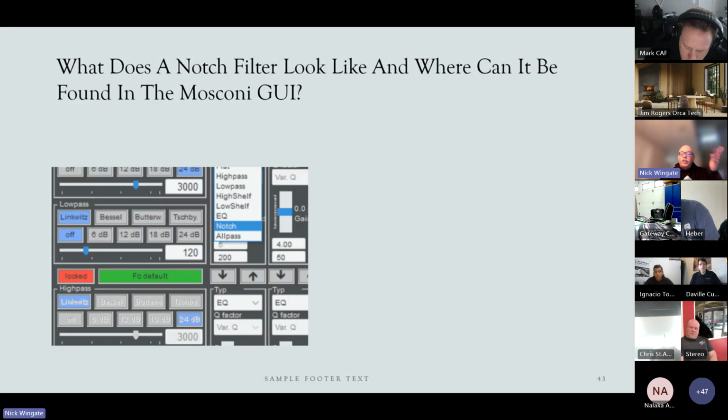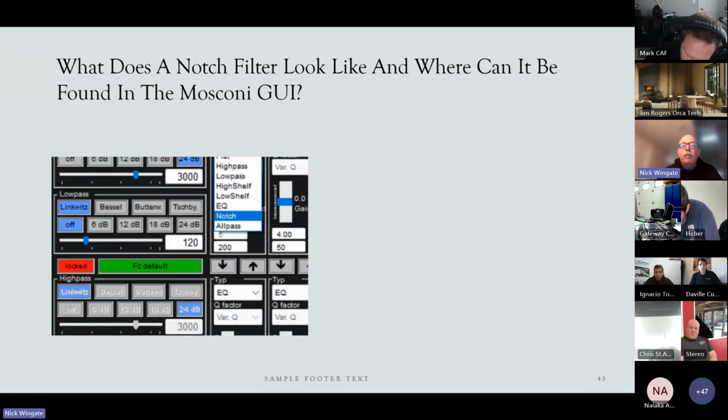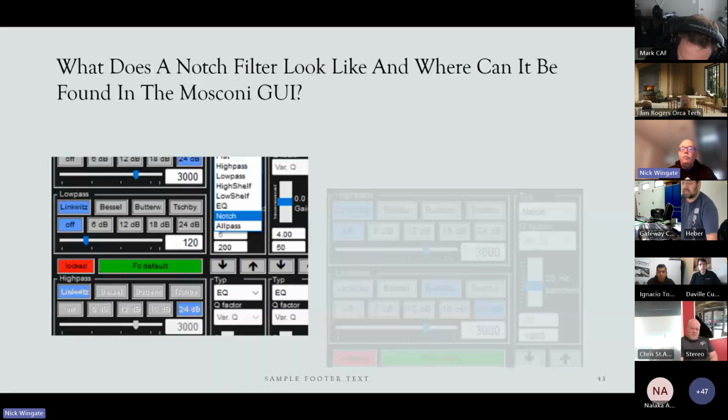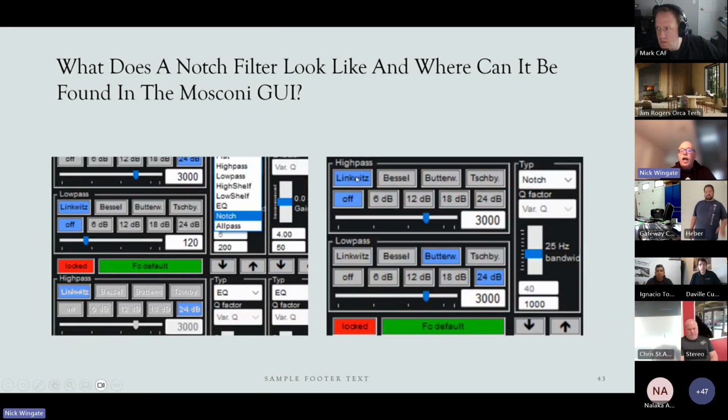Now, what does this filter look like and where can it be found in the Mosconi GUI? Well, if you open the GUI up and you see where the crossovers are, you see the high pass and the low pass. If you look over here to the right, these filter areas can be opened up. And you see where it says flat, high pass, low pass, high shelf, low shelf, EQ, and notch filter. So if you select notch filter, you see now that you have a variable Q, which means you can widen the amount of energy that we're going to work with, or you can narrow the amount of energy with this slider, and you can choose the frequency you wish to work with.